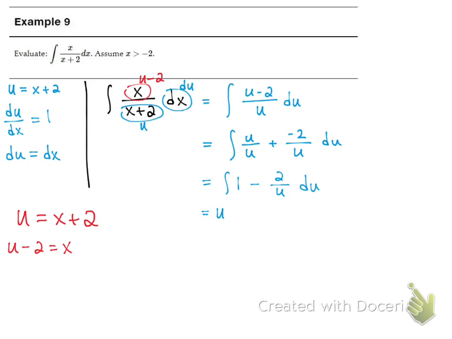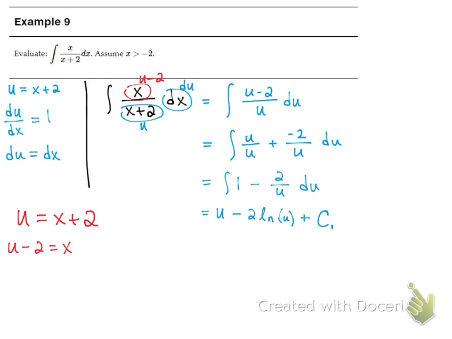Now the integral of 1 is just u. The integral of 1 over u is ln of u. But we also have the negative 2 there, so we get minus 2 ln of u for the integral of 2 over u. And then we just have plus our constant of integration, c. Now in this example, something's going to happen with the constant, so let me just call this c1 instead of c. So that's my constant c1.